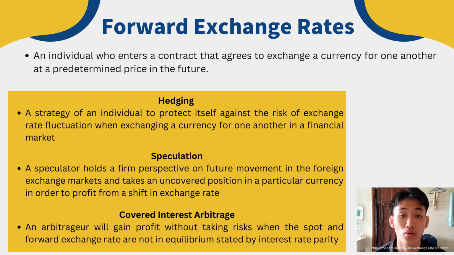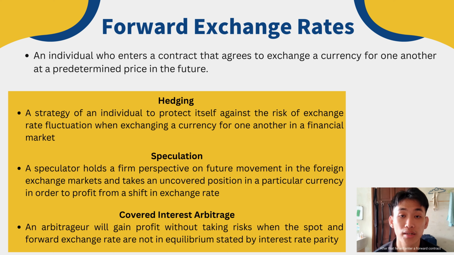When the spot and forward exchange rate are not in equilibrium stated by interest rate parity, covered interest arbitrage offers the possibility of making profit without taking any risks. An arbitrageur will borrow money in a country at a lower interest rate and convert it into foreign currency with a higher interest rate to invest in another country.